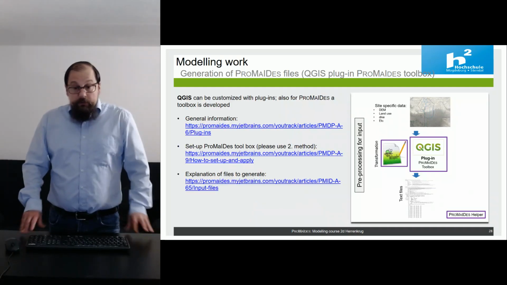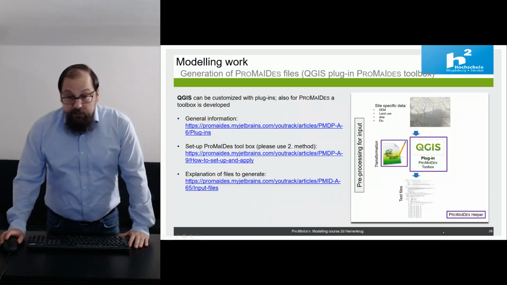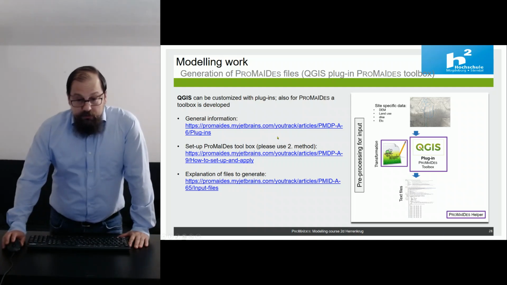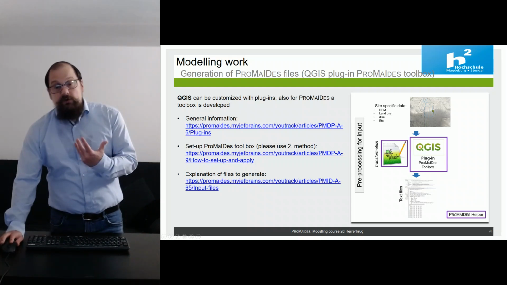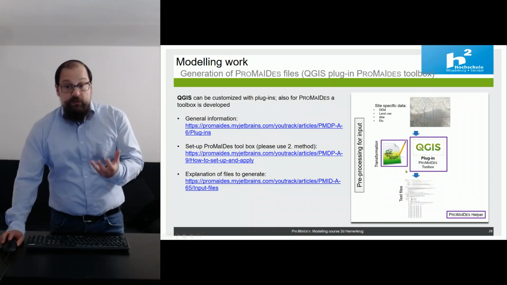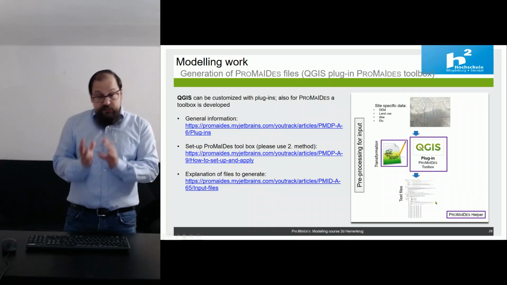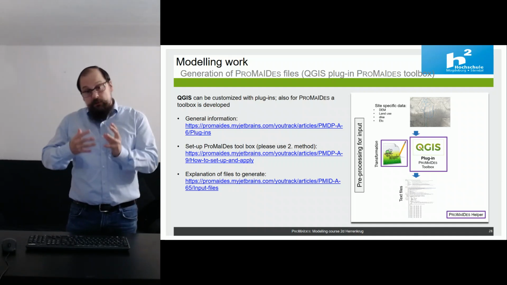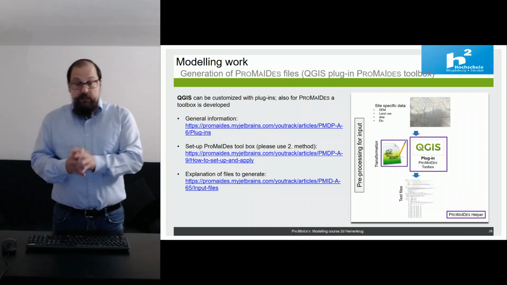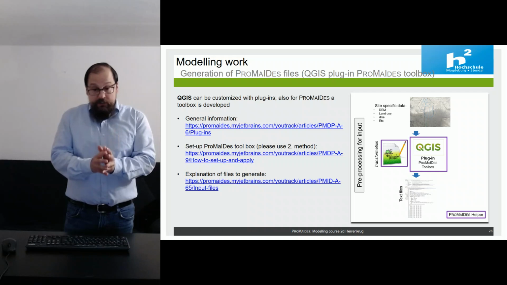Good. Some general information about our QGIS plugin, the ProMaIDes toolbox. Here the general information, setup of the ProMaIDes toolbox. Please use method 2. This is the most current code which you will get. And you will see here an explanation of the files which we will generate. So we will produce now from our site-specific data with the help of the plugins text files, and these text files will finally, in the third step, go to ProMaIDes, which will import these text files to the database, and then we will make all our calculations on the database itself.